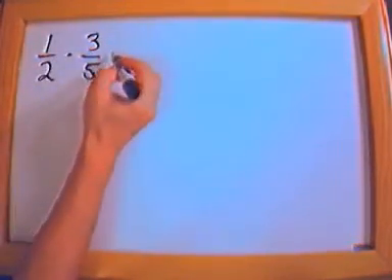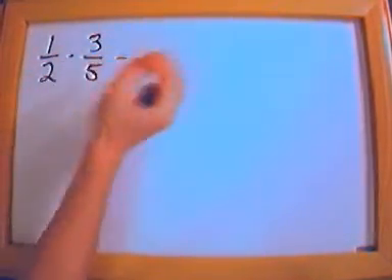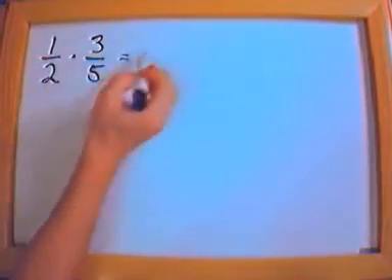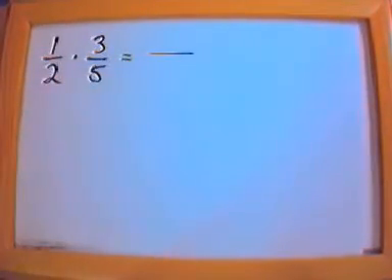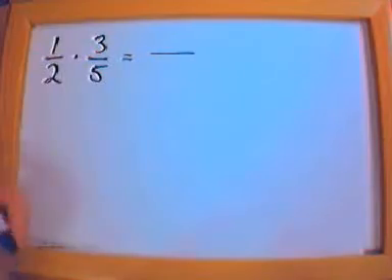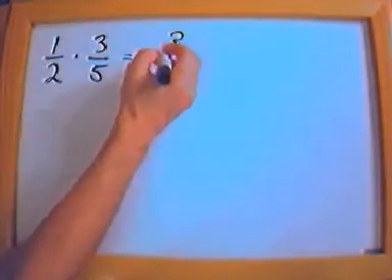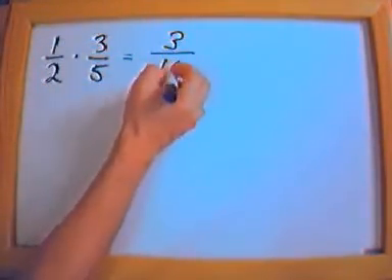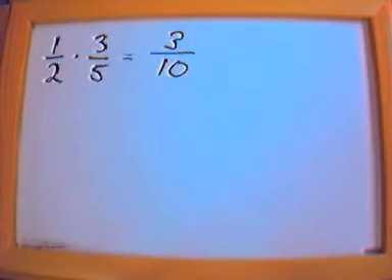So all you have to do to multiply fractions is multiply the top separately, and that gives you the top number, and multiply the bottom separately, and that gives you the bottom number. It's very, very simple. 1 times 3 is 3. 2 times 5 is 10. That's the answer to the problem, 3/10.